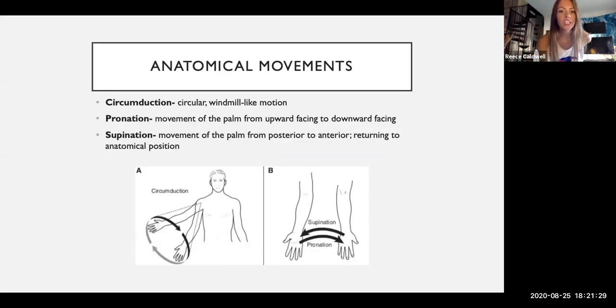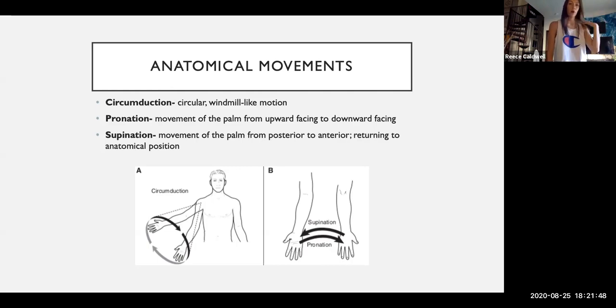And then circumduction is just like, you know, doing that. Any type of circular movement is circumduction. So circumduction. And then we have pronation and supination.